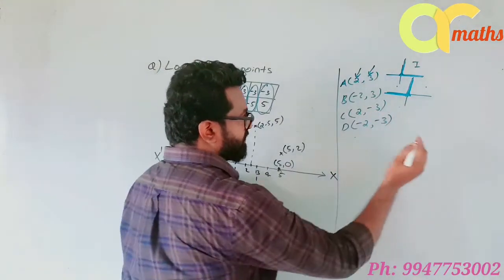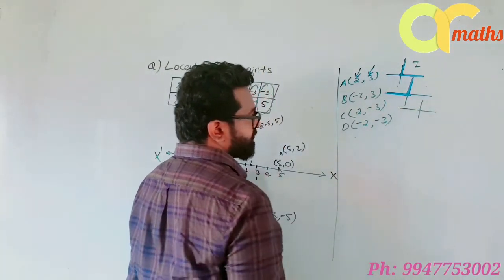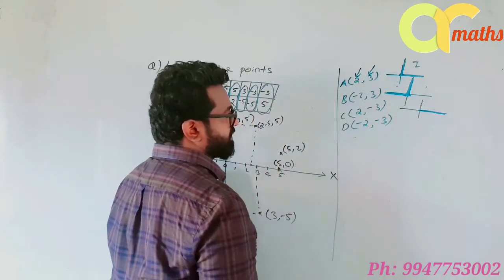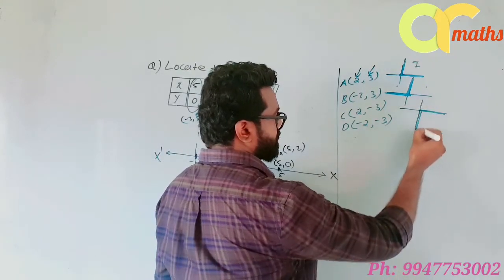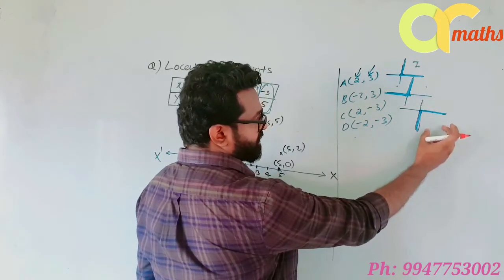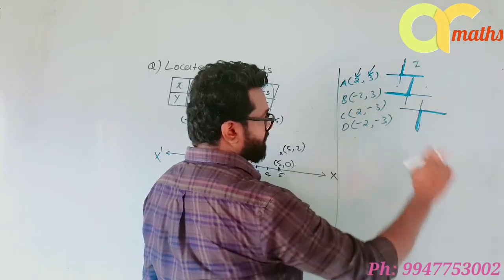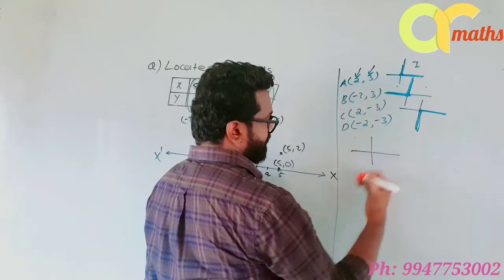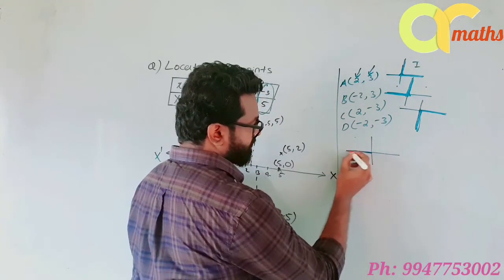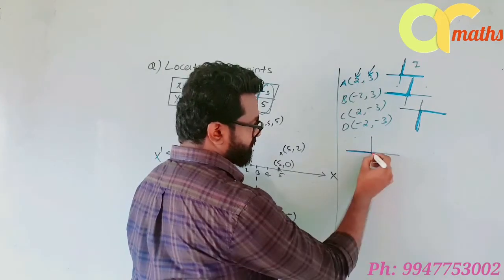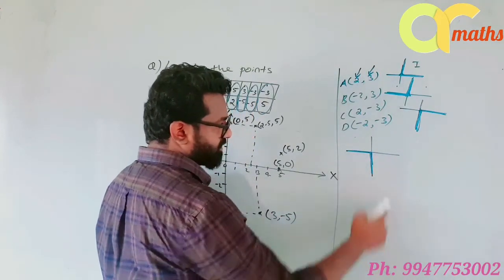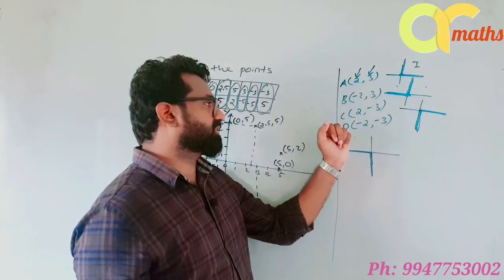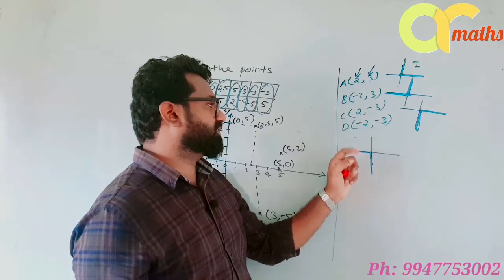Next, C. Here x is positive, so this is the right side. Y is negative, so downward. So this section. Which quadrant? First, second, third, fourth quadrant. So C is fourth quadrant. Next, D. X negative, so left side. Y is negative. Which quadrant? So A is first quadrant, B is second quadrant, C is fourth quadrant, D is third quadrant.